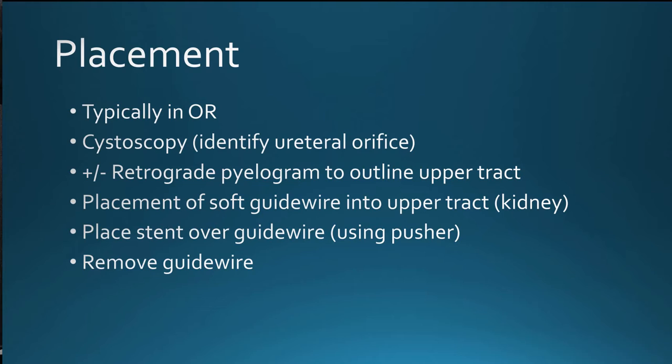And once the guide wire is coiled within the proximal collecting system, the appropriately chosen catheter or stent of appropriate diameter and length is placed over the guide wire, and a pusher behind it, pushing the stent up into the proximal collecting system. And once that's confirmed, the guide wire and subsequently the pusher is retracted, leaving the stent hopefully in good position with the proximal coil within the renal pelvis, and the distal aspect within the bladder.